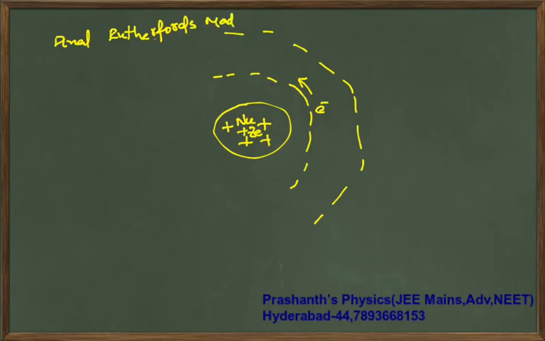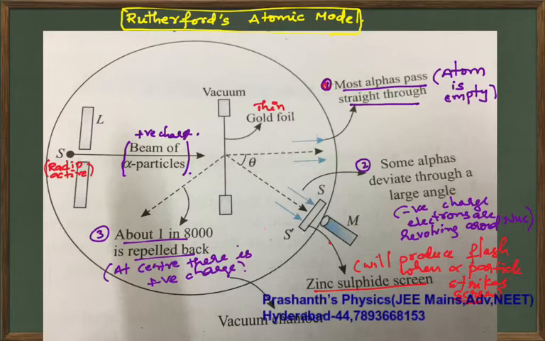Now, this model also has a drawback, but we will come to that later. First let us try to understand Rutherford's model and where the problems will come. These are the conclusions. I don't need to dictate them, or ask you to copy this content.